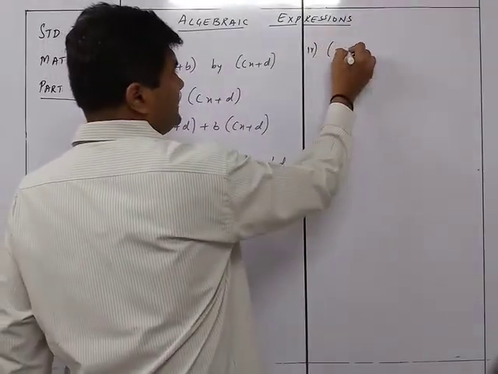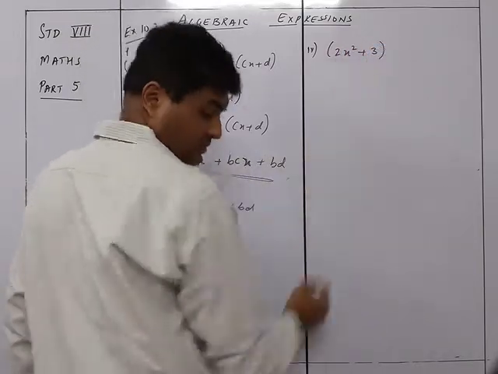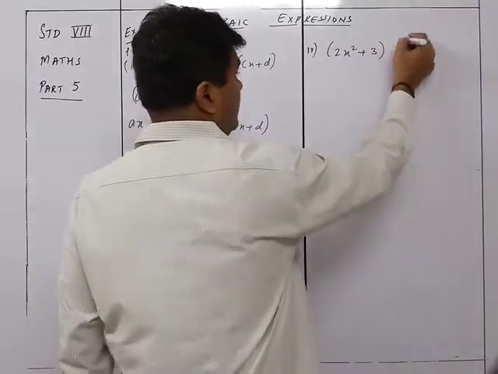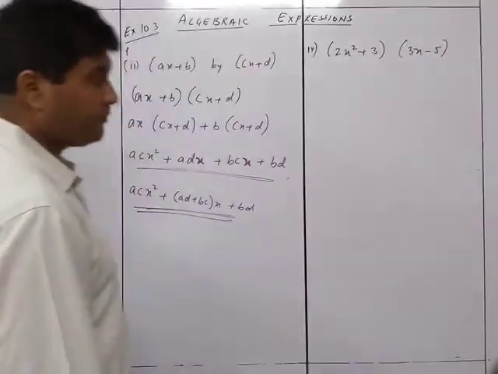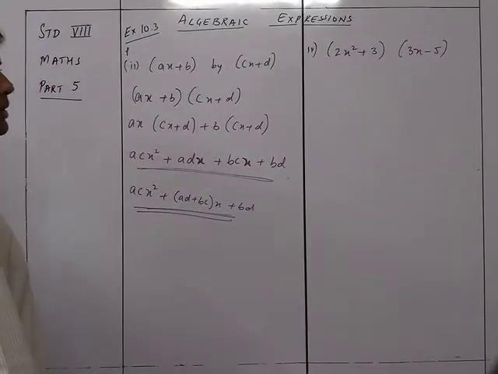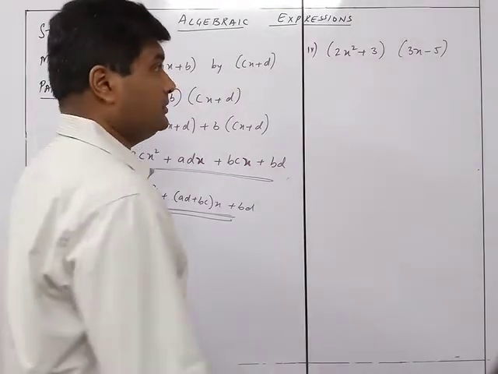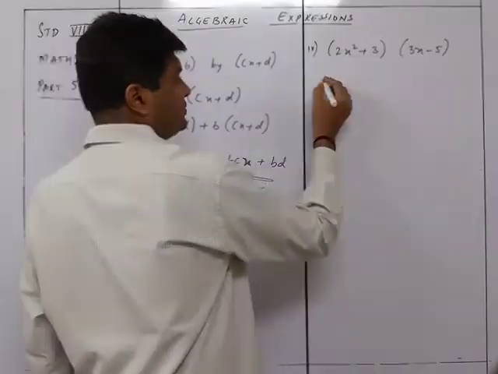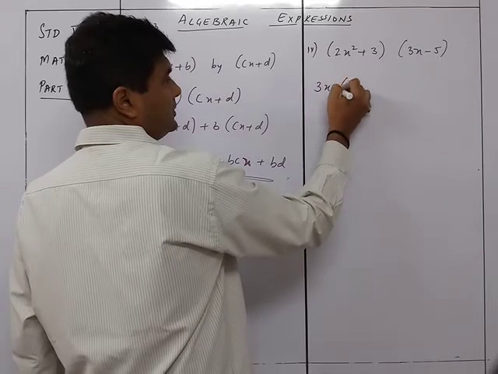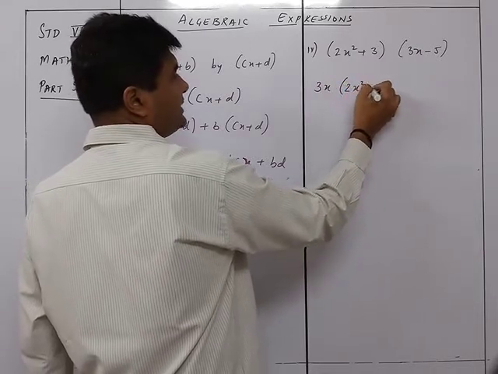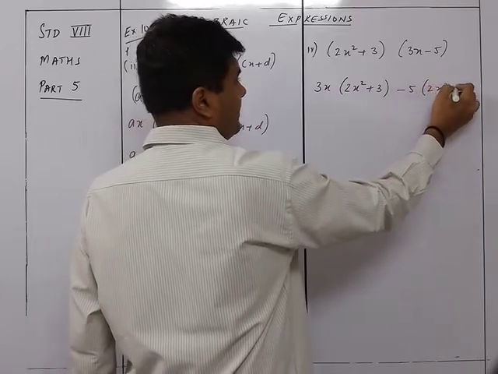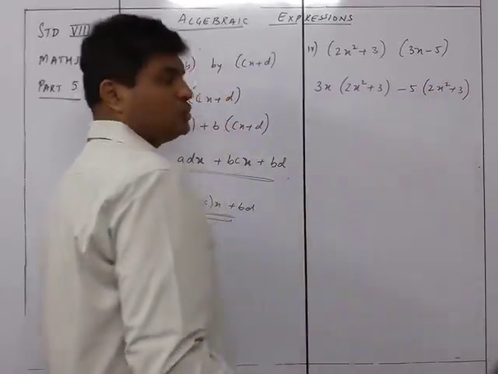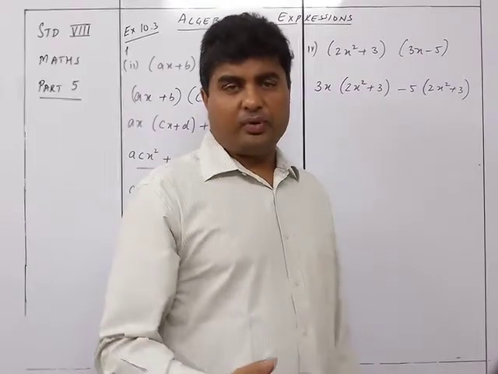It is 2x square plus 3 into 3x minus 5. So splitting the thing, let's take this and split that. So it is 3x(2x square plus 3) minus 5(2x square plus 3). I just wanted to show you that you can take any of them. You can split any of them.